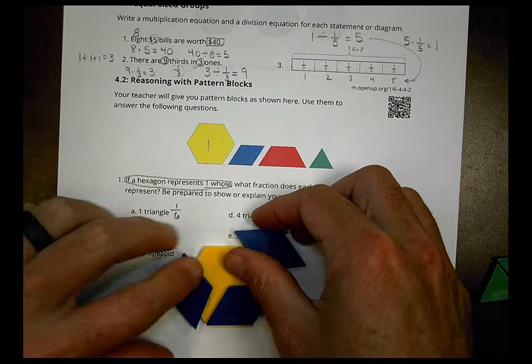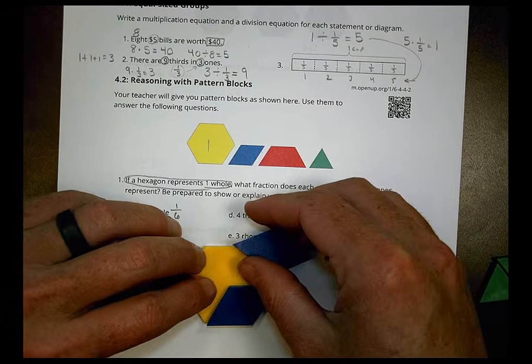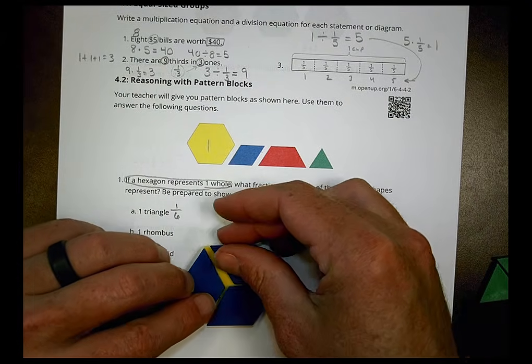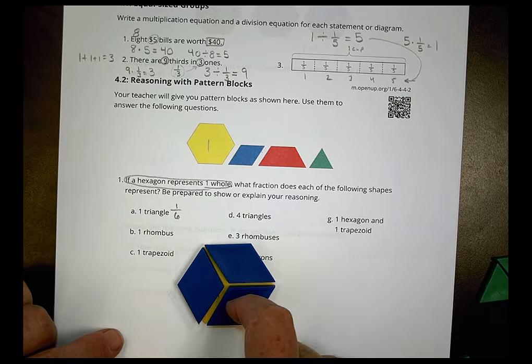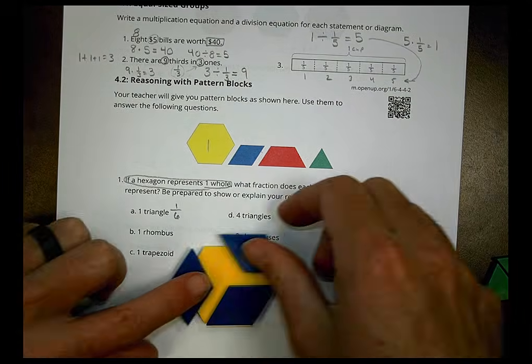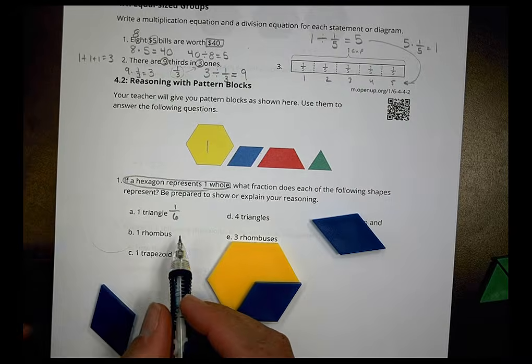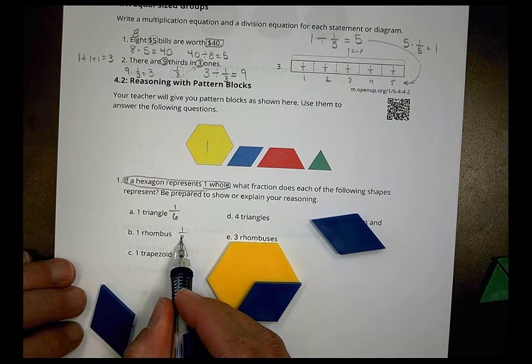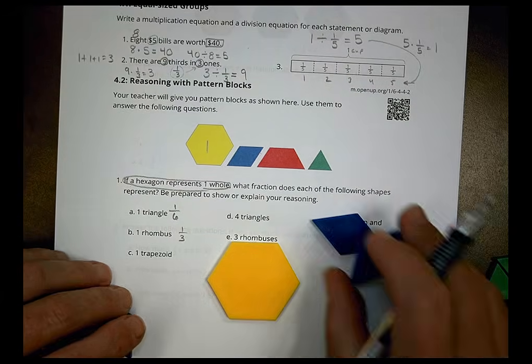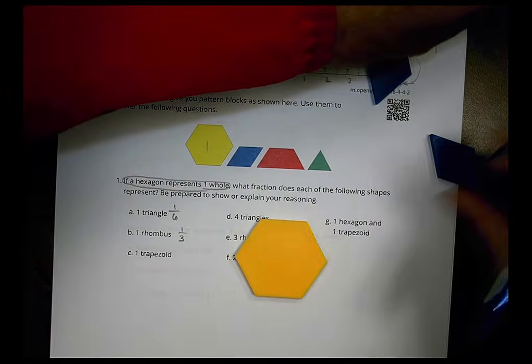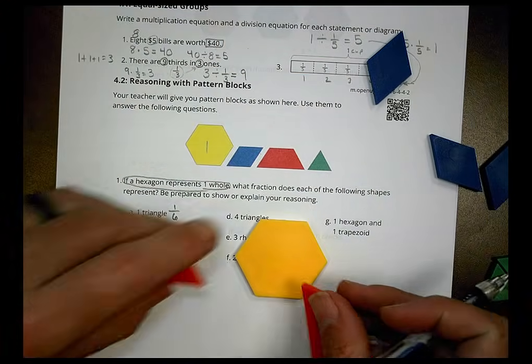So if I only have one rhombus, then I end up having 1/3. Why 1/3? Because I have one of the 3 possible parts there. So I would say that a rhombus represents 1/3 of a hexagon. When it comes to the trapezoid, same idea here.